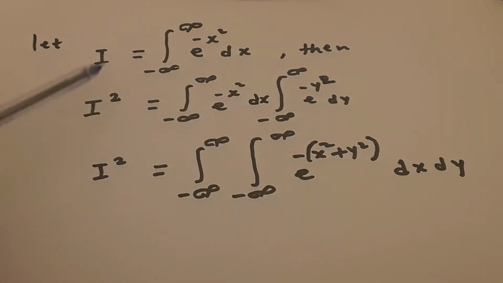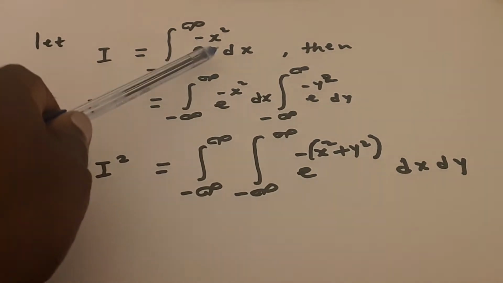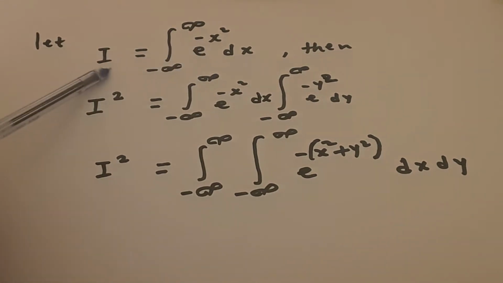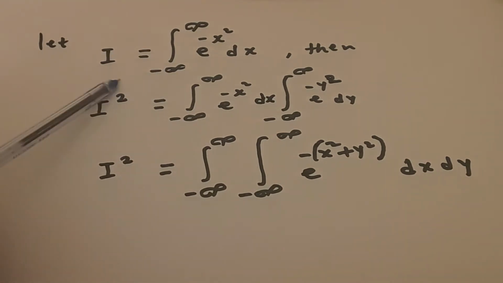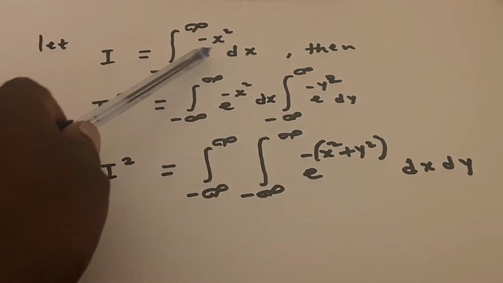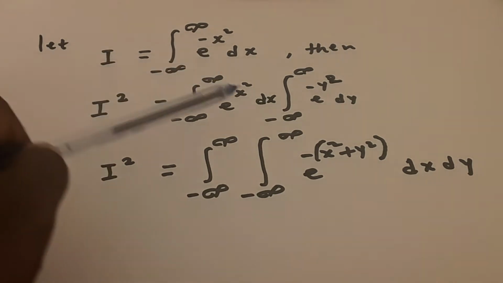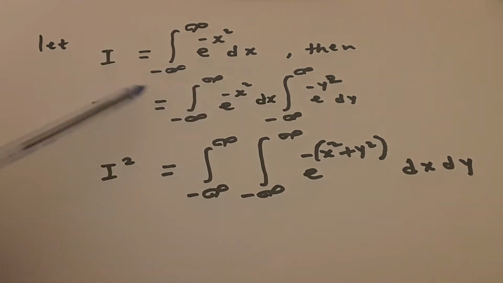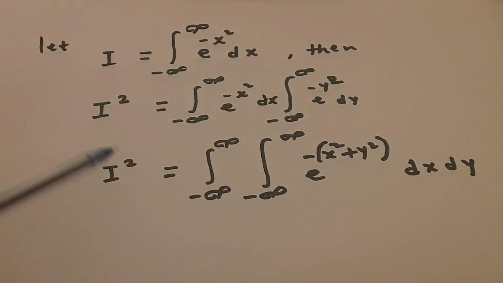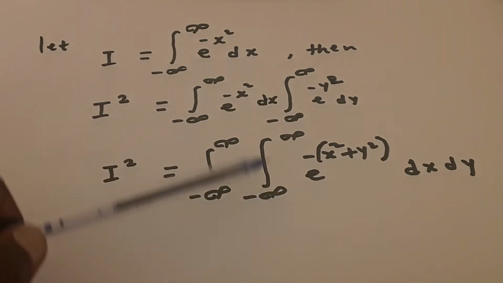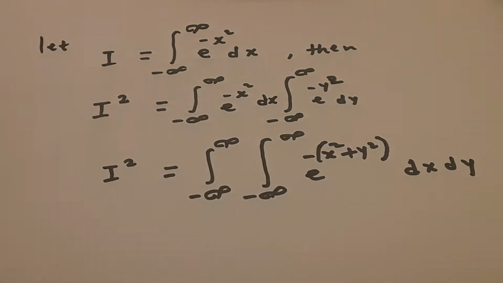So we have I, which represents the same value for any variable, whether x or y, because it is just a specific value due to the definite integral here. We get the same value if we assign x in place of y. The integral of e raised to minus y squared dy is I. So I squared means the product of the two, a duplication of I. So I squared is the integral from minus infinity to infinity, from minus infinity to infinity, of e raised to minus x squared plus y squared dx dy.